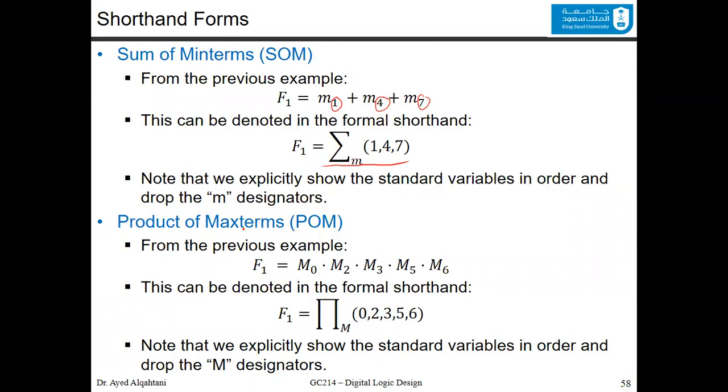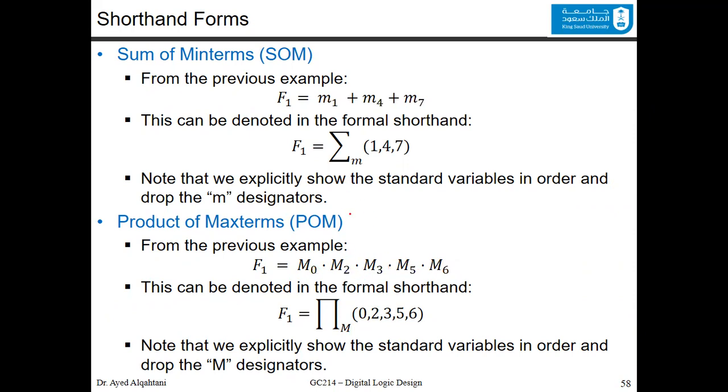For the product of max terms, in the previous example, we said M capital 0, M capital 2, and M capital 3, ANDed with M capital 5, ANDed with M capital 6. So we take the product of M capital of these indexes, 0, 2, 3, 5, and 6.